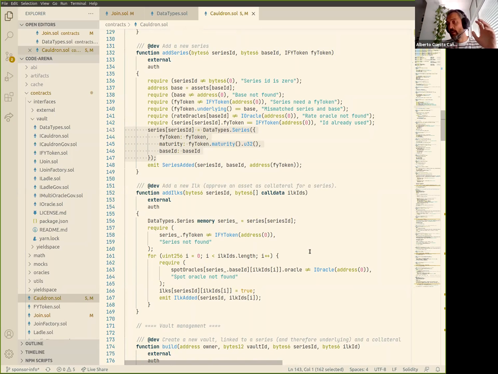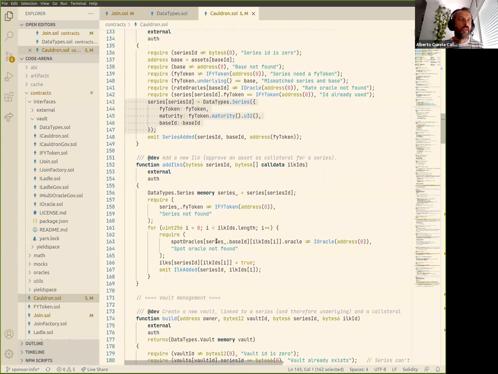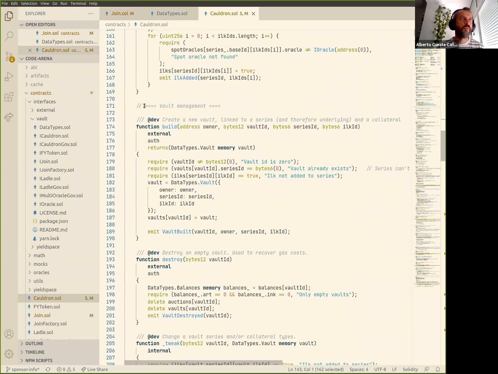Then we have abstracted this. We have our governance router in a way, because really we only want to do a couple of actions, which is adding assets either as an underlying or collateral, and then adding series. That's all we do, actually. So this just gets combined later on. Governance section, vault management section.